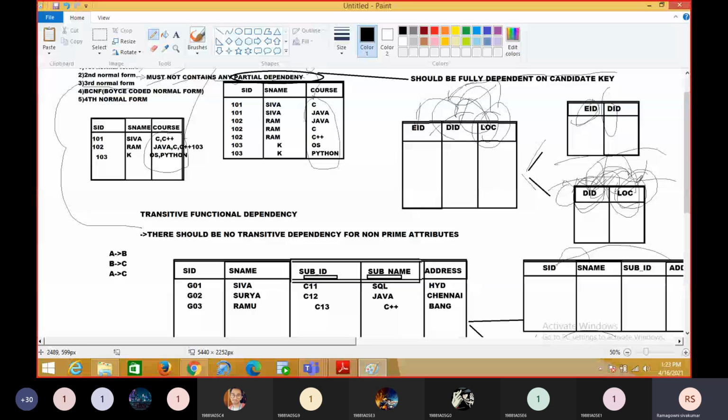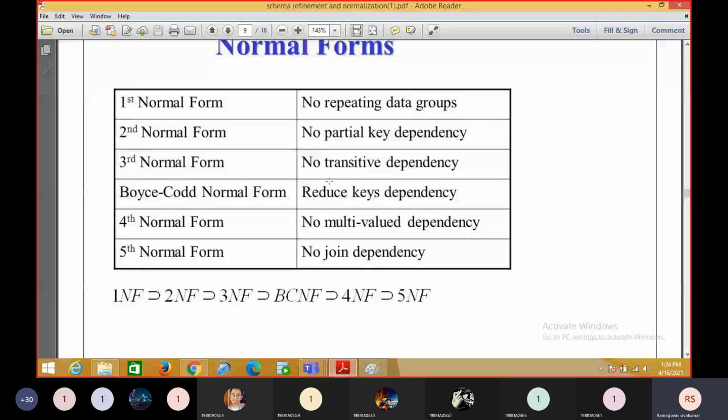Okay, so the third one is what? Third normal form: no transitive dependency. Transitive means A turns to B, B turns to C, then I can write A turns to C. That we should avoid here. We cannot write like that. A turns to C, we should not write. We should avoid it. How to avoid that? By decomposing the table.